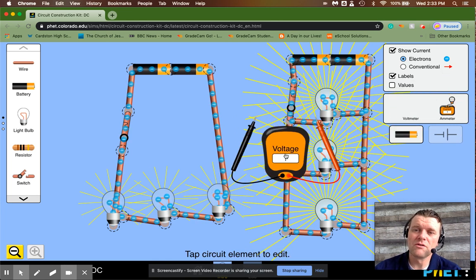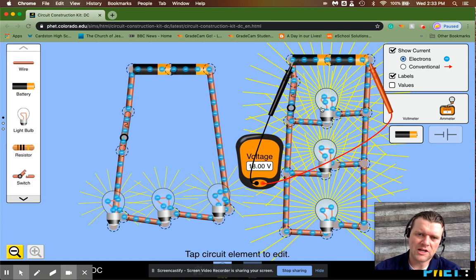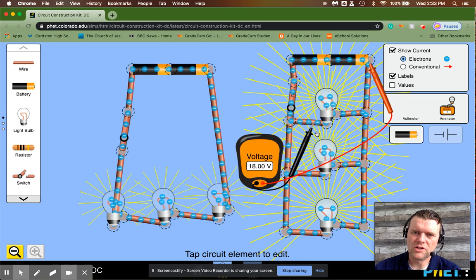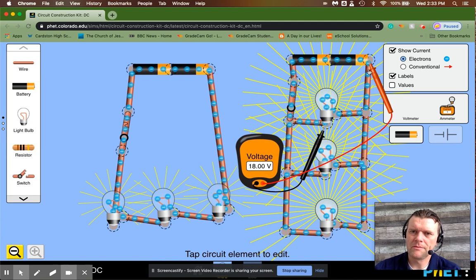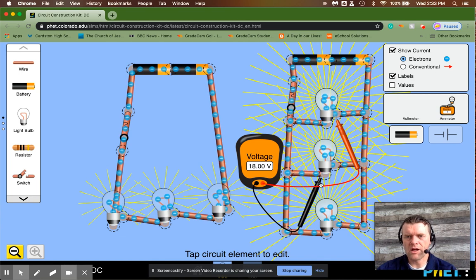But anyway, let's do the voltage first. This one should make a little more sense now. So the voltage again across my cells is 18. Let's see what the voltage is across the light bulb. Okay, so this one, oh, that's 18. Look at that.